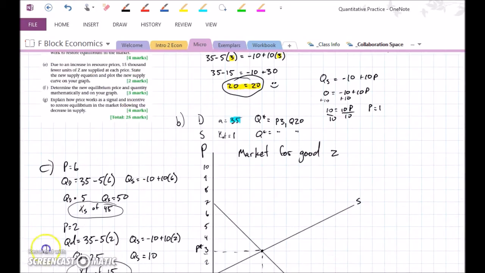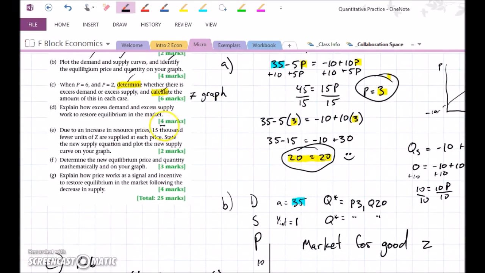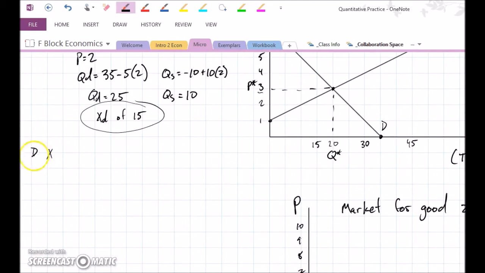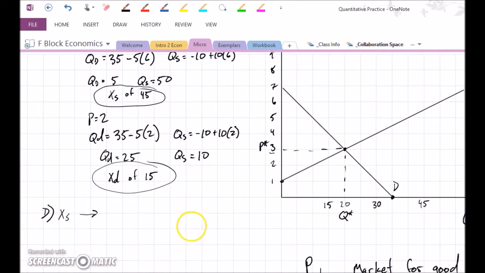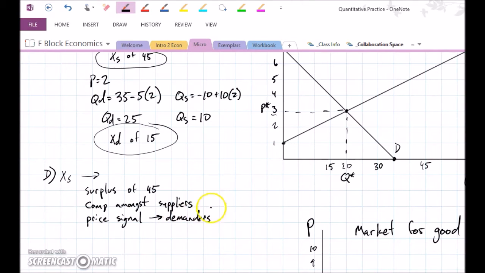Again for D here, I end up doing a little bit too much. I didn't read part G, which talks about price signaling and incentives, so I actually do it here as well. You don't need to talk about it twice. So all I really need to say is, why does excess supply end up at equilibrium? The surplus is going to cause competition among suppliers. That's going to lower the price until there's no more competition. That's 2 points, the only 2 points I really need to say for excess supply.